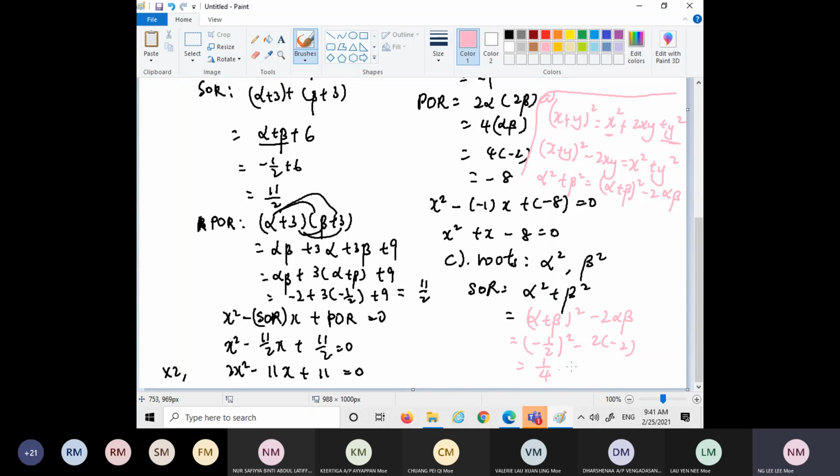So negative becomes positive. 2 times 2 is 4. This is plus 2 times 2 is 4. Therefore, I get 5/4. Oh sorry, not 5/4. This is 4, not 1. So I get 17/4. 4 times 4, 16, correct, 17/4. Okay, continue. This is SOR. Continue with POR.